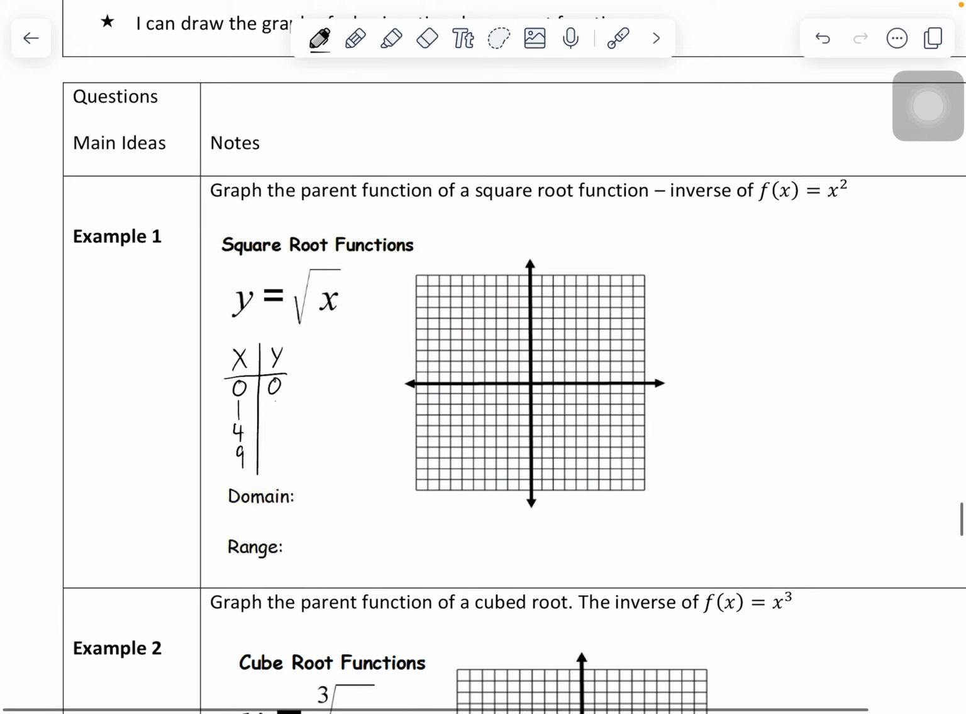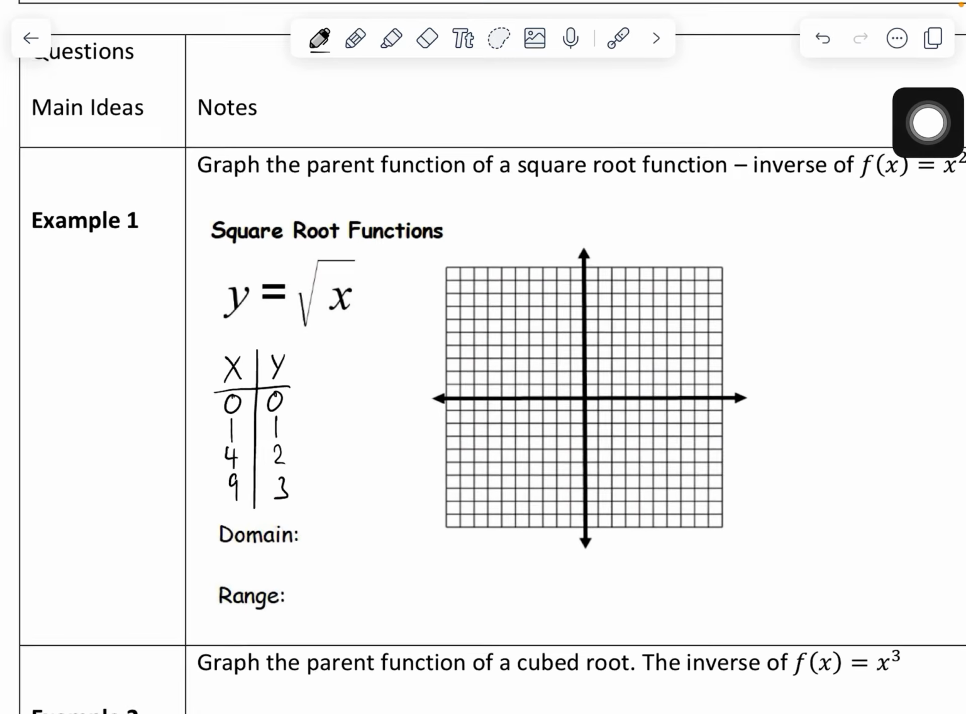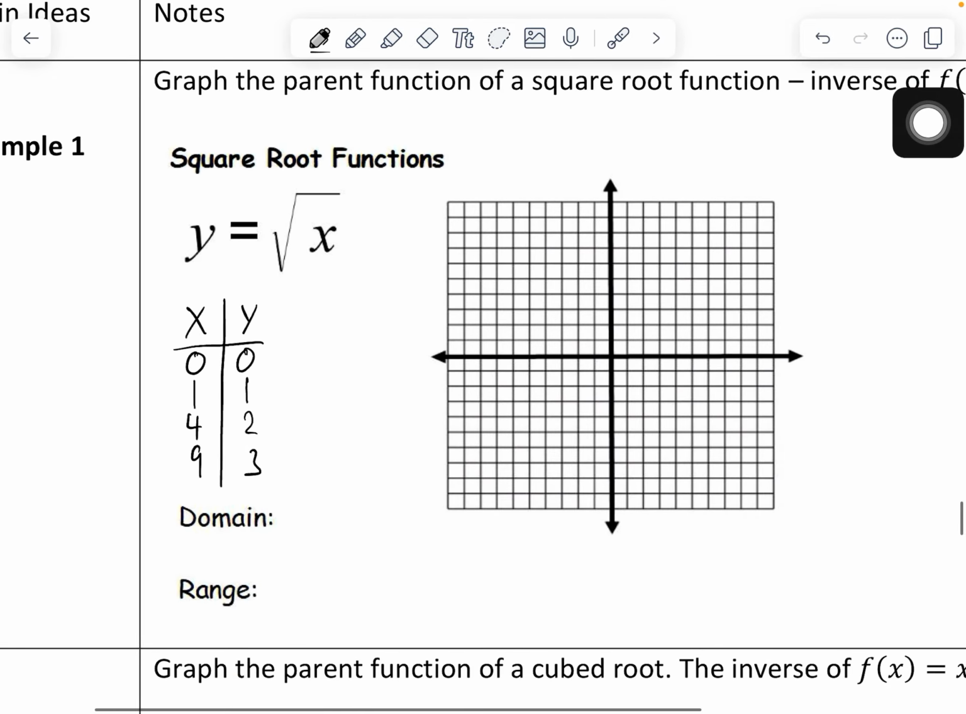And then what we had in the x column was 0, 1, 2, 3, which makes sense because if I take 1, 4, or 9, those are all perfect squares, so that when I plug them into the function, they break down to square roots. All right, so now when we graph this, we're going to see some things that change.